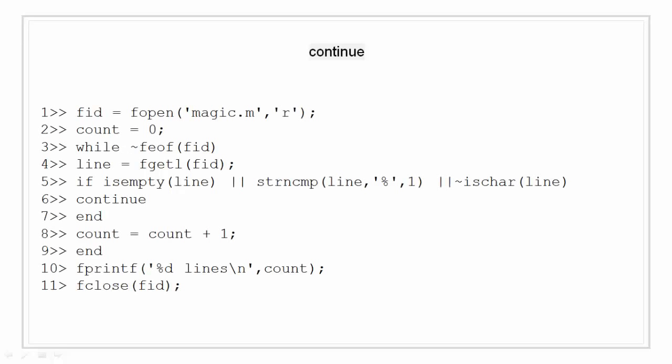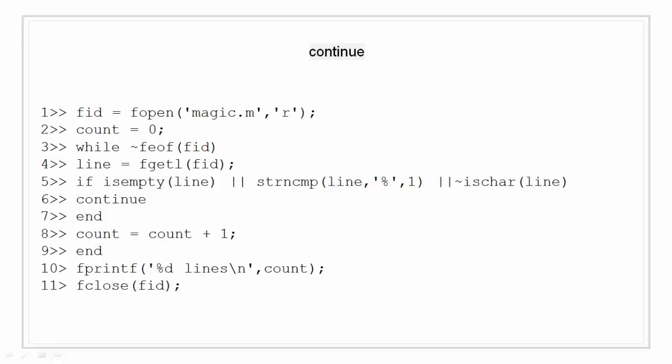For example, here we have a program that counts the number of lines in the file magic.m. So we open the file as read only. We take a while loop that goes till the end of the file. We get a line.